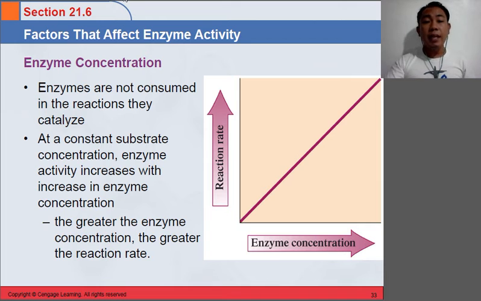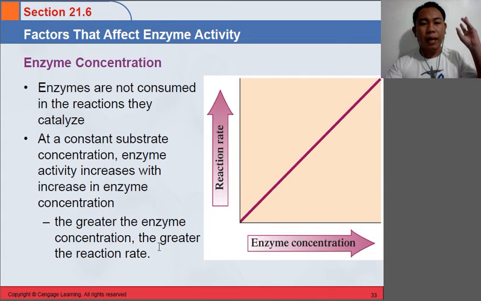Another factor is the enzyme concentration. The enzymes are not consumed in the reaction, they catalyze, and you should remember that. At a constant substrate concentration, the enzyme activity increases with the increase in enzyme concentration. So the greater the enzyme concentration, the greater the reaction rate. That means lesser enzyme concentration, lesser enzyme activity. Higher enzyme concentration, the greater the reaction rate.